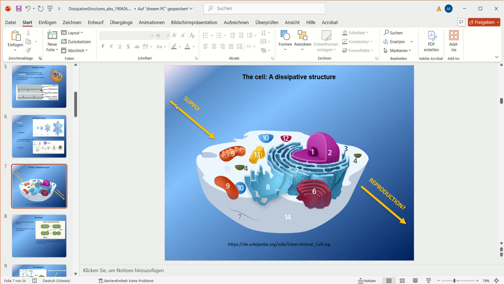And the cell, of course, as I already mentioned, is a dissipative structure. You have supply coming in, and also energy going out, and it can also reproduce, which here I've shown a cell that has a core, and in these cells it's a lot more complicated than in the prokaryotic cells. And the eukaryotic cell is already a basis for multi-cell life.